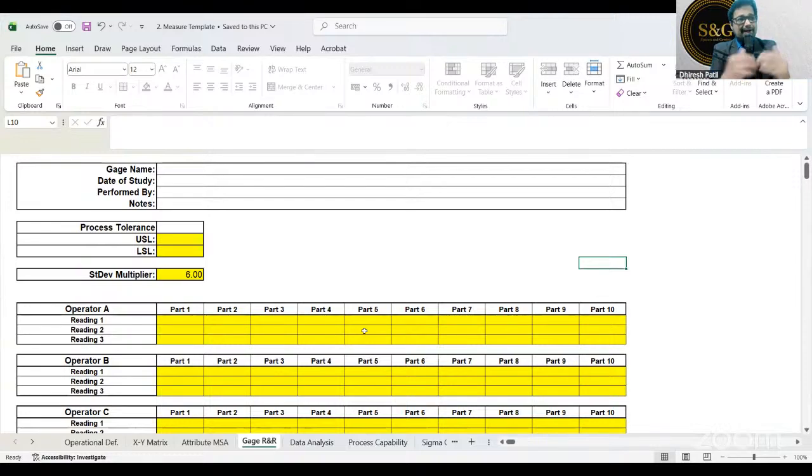Just feed the data. The path of the template is: go to green belt and scroll right at the bottom. You will find project templates. From there you can download these templates. We have taken this class because we have modified these templates recently, which will get uploaded in the next couple of days. After that you can download them. These are all downloadable templates.